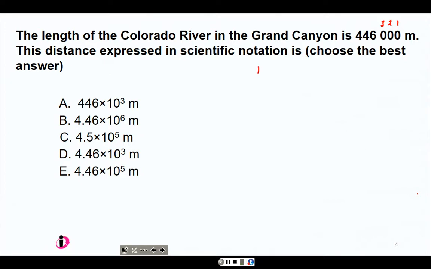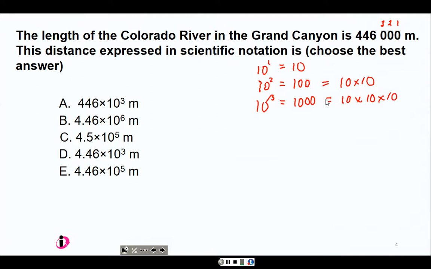10 to the 1 is just 10. 10 to the 2 is 10 squared, or 100. I'm going to put that as 10 times 10. 10 to the third is 1,000. In other words, 10 cubed is 10 times 10 times 10. It's nice to refresh our thoughts on these things, because sometimes we haven't used them for a little while and we get a little bit forgetful. 10 to the fourth is 10,000, or 10 times 10 times 10 times another 10.